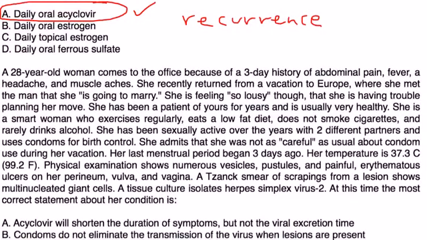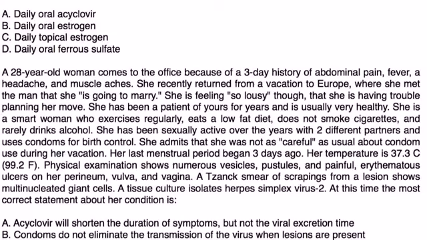And finally, a big long one. A 28-year-old woman comes to the office because of a 3-day history of abdominal pain, fever, headache, and muscle aches. She recently returned from a vacation to Europe where she met a man that she is going to marry. She is feeling so lousy, though, that she is having trouble planning her move. She has been a patient of yours for years and is usually very healthy.